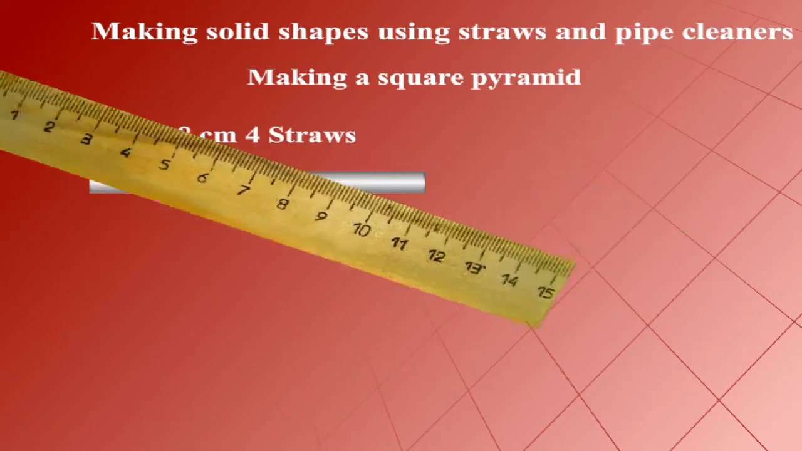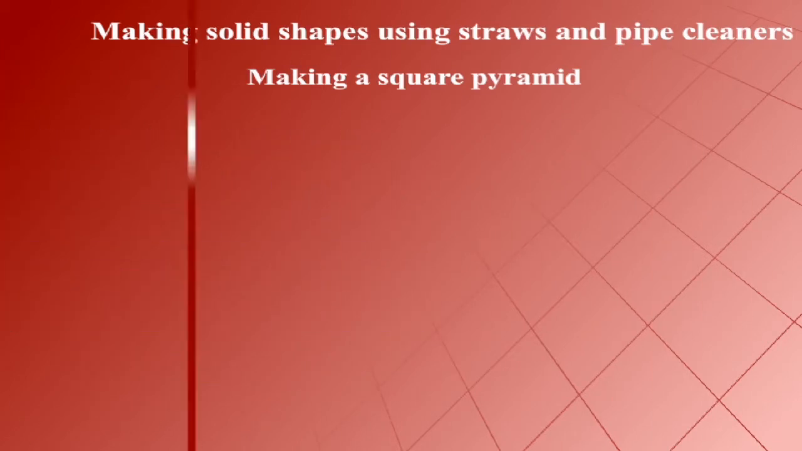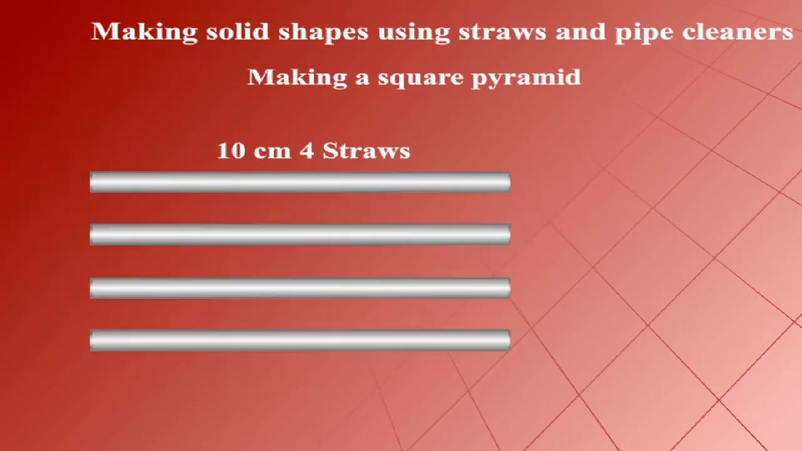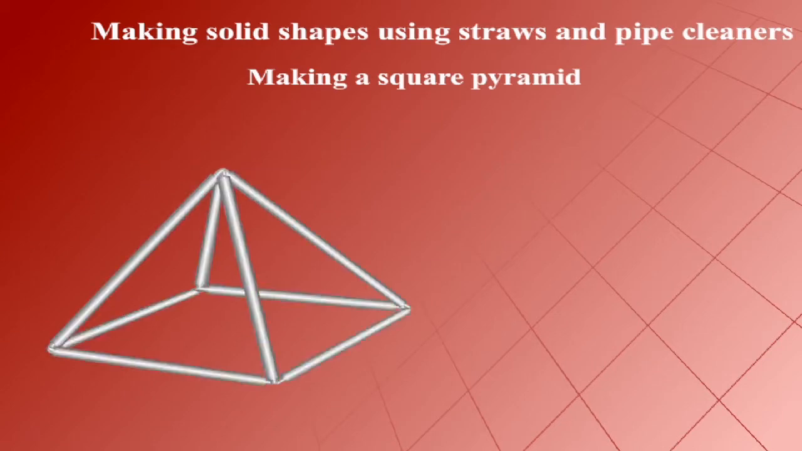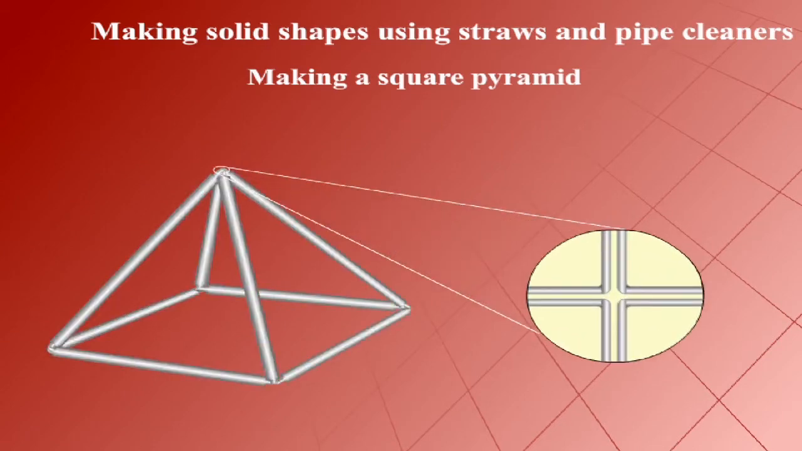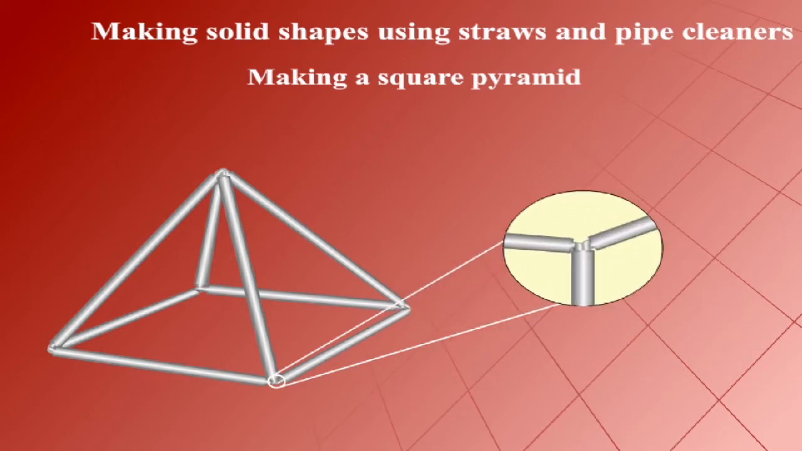Making a square pyramid. Use 4 straws 8 cm long. Use 4 straws 10 cm long. Bend 1 pipe cleaner for the top point like this. Bend 4 pipe cleaners like this.